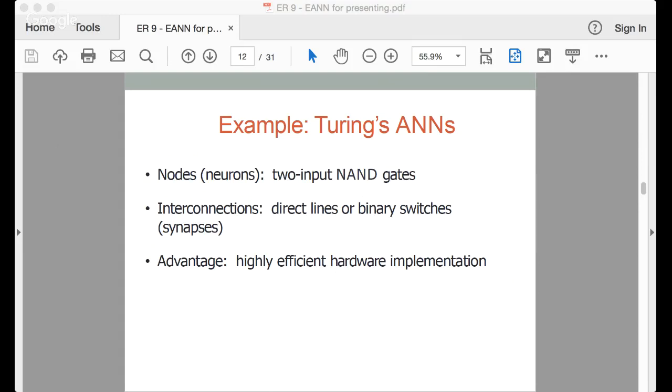So I don't know if you guys are familiar with Turing EANNs. They call it the Turing Unorganized Machine, or TUM, which is a machine that is made up in a comparatively unsystematic and random way from some kind of standard components.